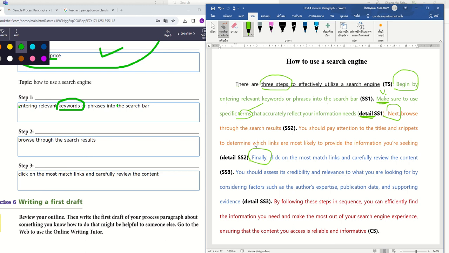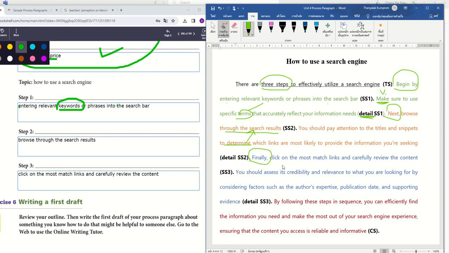Next, browse through the search result. How? You should pay attention to the titles and snippets to determine which links are most likely to provide the information you are looking for. Okay. How? You look through the search results. Make sure that it is what you want.